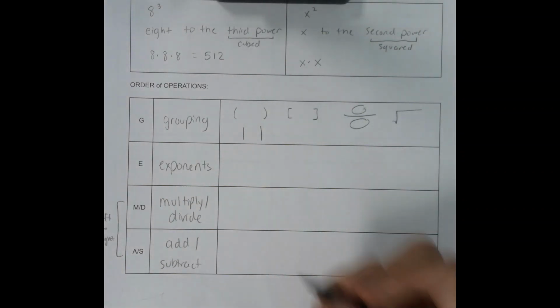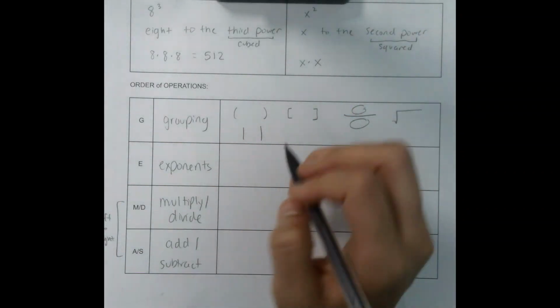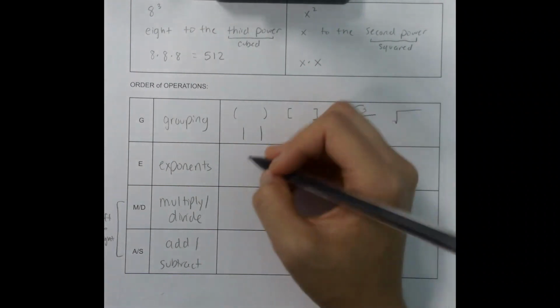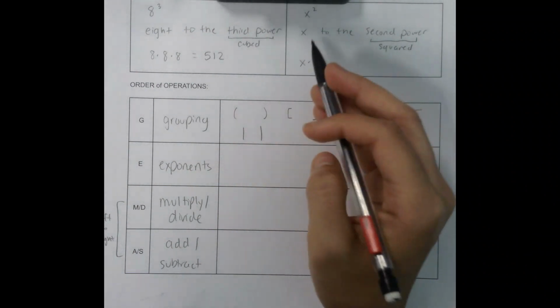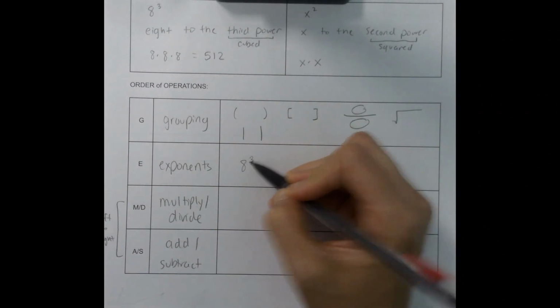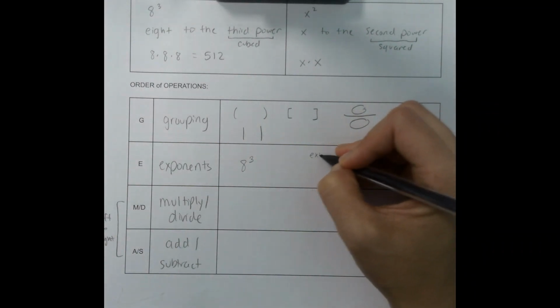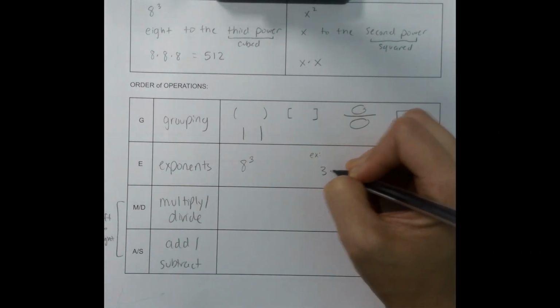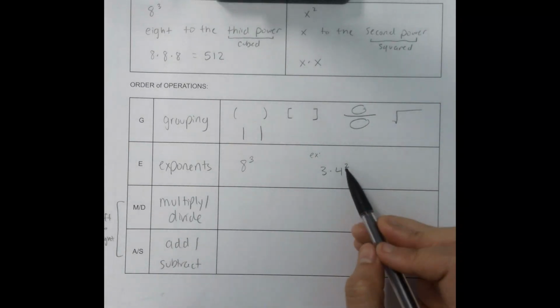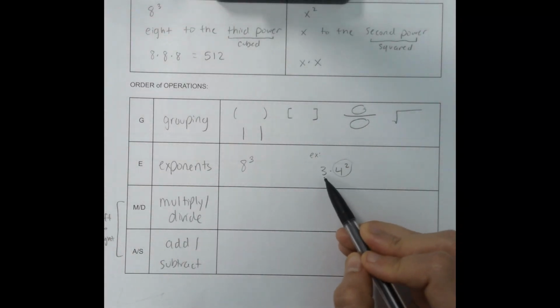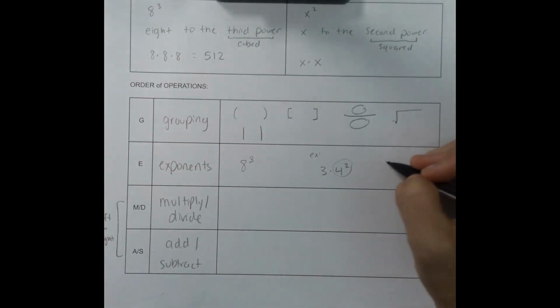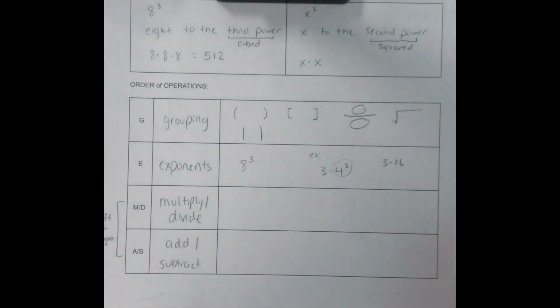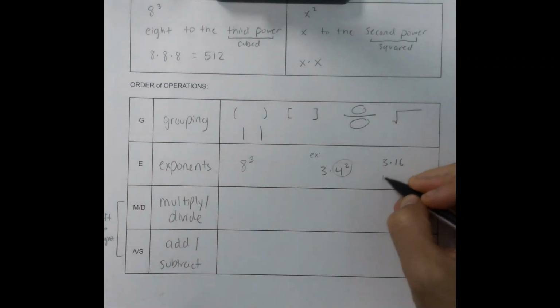Exponents is pretty simple. You want to do an exponent right after the grouping. An exponent is the same thing as a power. So we want to do 8 to the third. For example, if I had 3 times 4 squared, I'd want to do the 4 squared first, not the 3 times the 4. So it would be 3 times 16, not 12 squared.